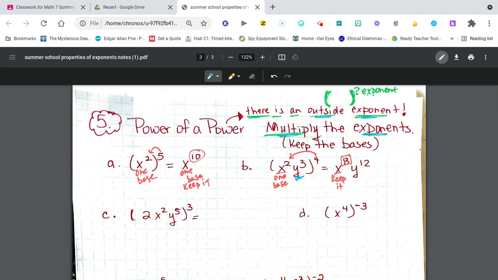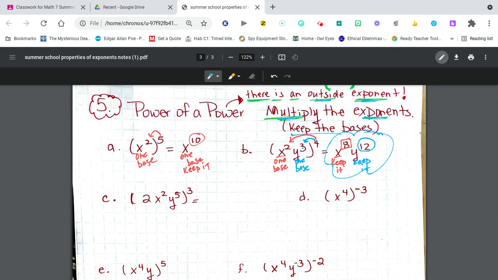Then I see I have 1 base y. So over here, I keep a base y. I'm keeping the bases. But how did I get to the exponent of 12? Well, you just take the outside exponent and multiply by the exponent for y. Well, the exponent for y is a 3, and 4 times 3 is 12. And that's all you do. That's it. You're done. Kind of like using the distributive property with the outside exponent.